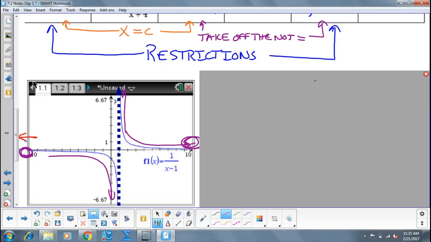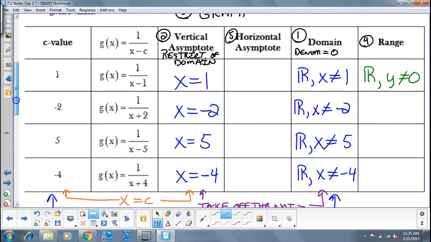Function is blue. It's approaching what? From below. Okay? Way over here, what's my function doing? Approaching 0 from above. So at both ends, it's approaching 0, right? So what's my horizontal asymptote? No, that's a number. Say it louder. Y equals 0 is my horizontal asymptote.